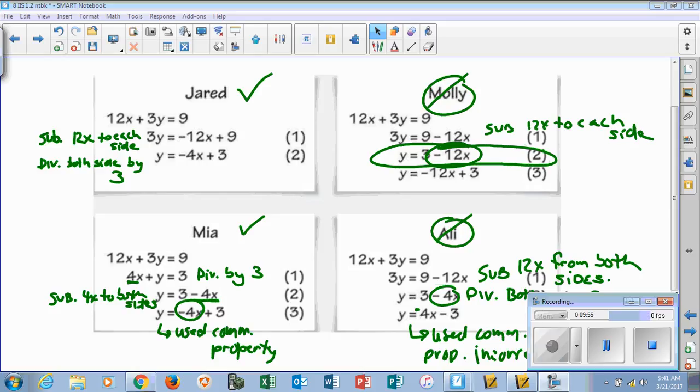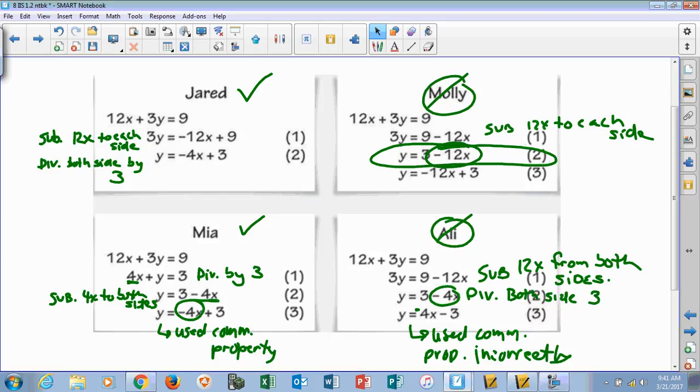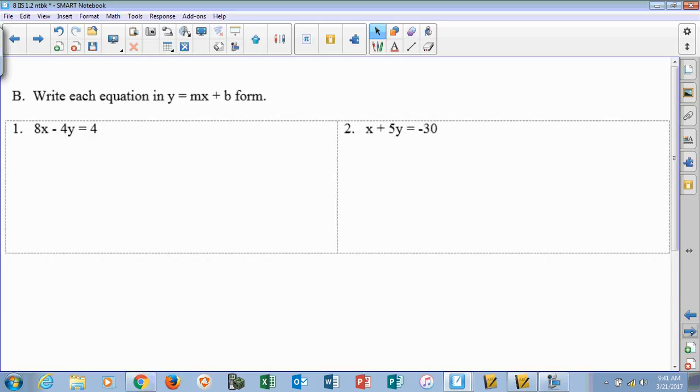Okay, so you can see the differences there. Making one little simple mistake can really, really throw you off. So you gotta be careful. All right, so moving on to the back page.